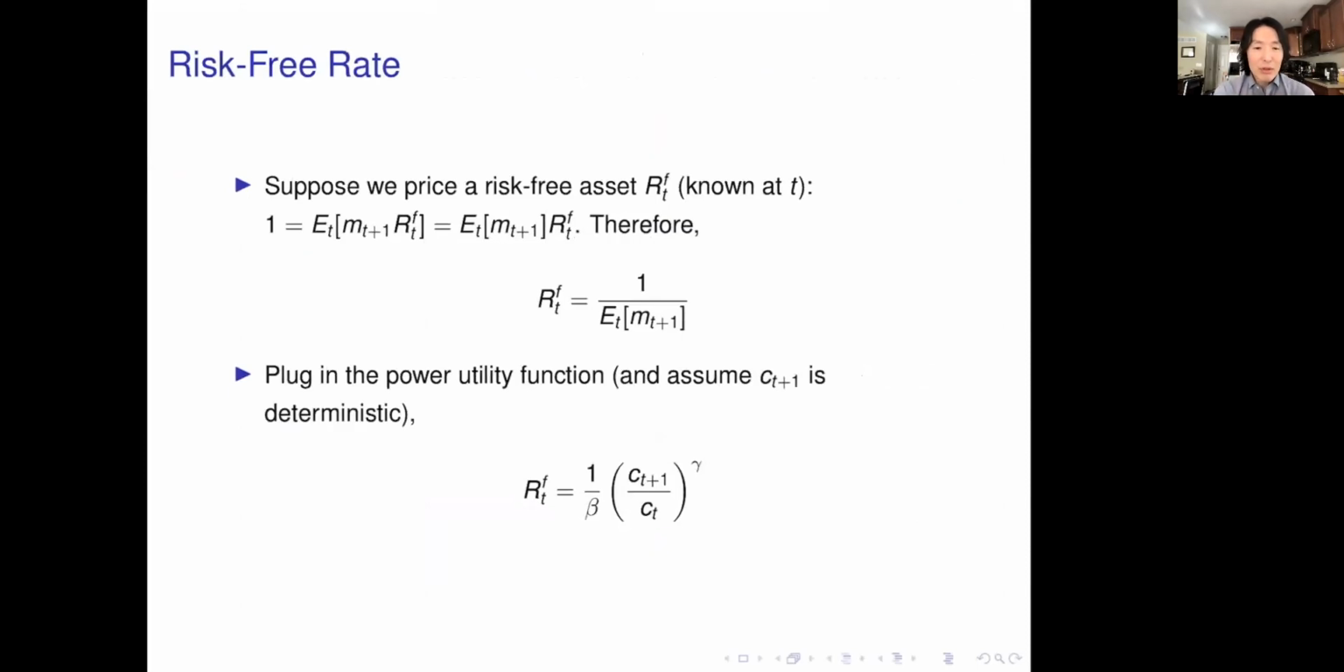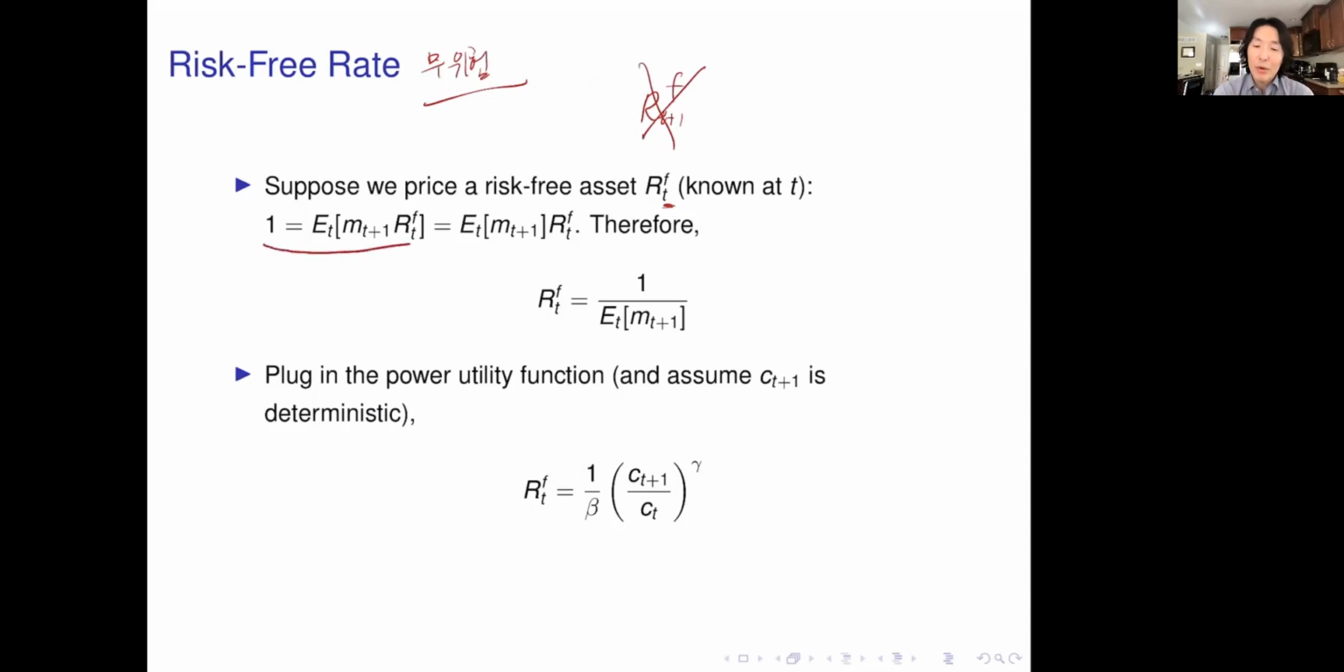Now let's take a look at risk-free rate, 무위험 자산이율. Suppose we price a risk-free asset known at T. Risk-free asset is always known at T. So I will not use T plus 1, but instead I will just call it T. And then this risk-free asset should also be priced. So I will just include it in the return pricing equation that we saw in the previous slide.